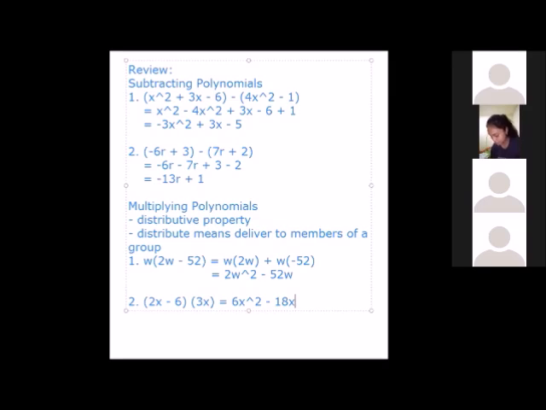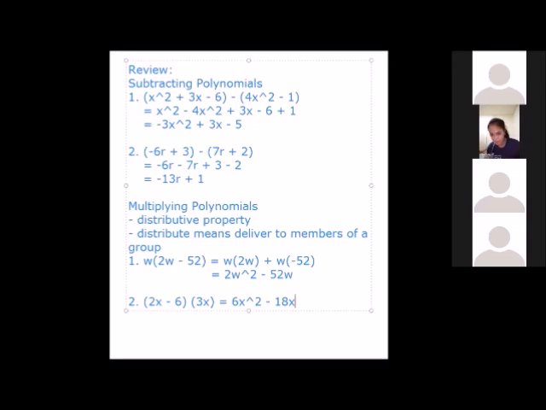Now, notice that we have 2x minus 6 followed by a monomial. In our example number 1, W times 2W minus 52. But here, we have 2x minus 6 and then followed by a monomial 3x. Now, just checking your understanding, do you think it matters that our monomial 3x is written after 2x minus 6 or before 2x minus 6? Will our product be the same or different? The same, ma'am. The same.